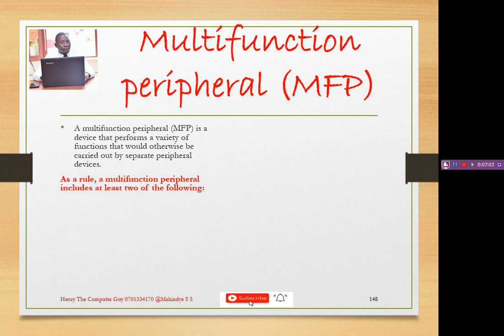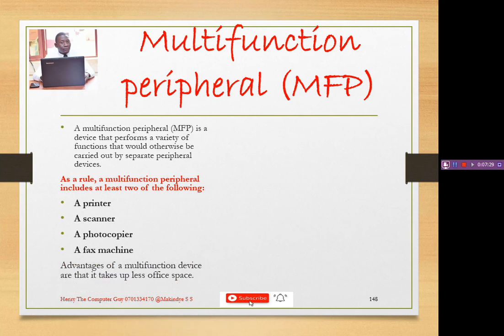As a rule, a multifunctional peripheral includes at least two of the following: a printer, a scanner, a photocopier, or a fax machine. So whenever I have a component that has at least two of those we have talked about, it's termed a multifunctional peripheral.